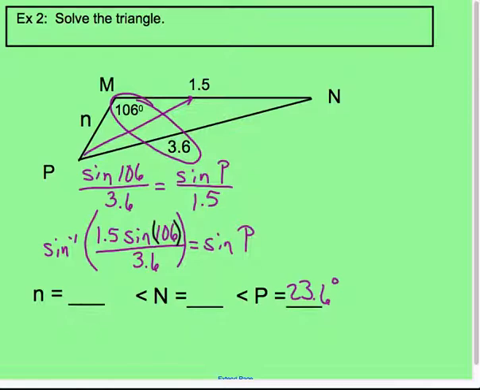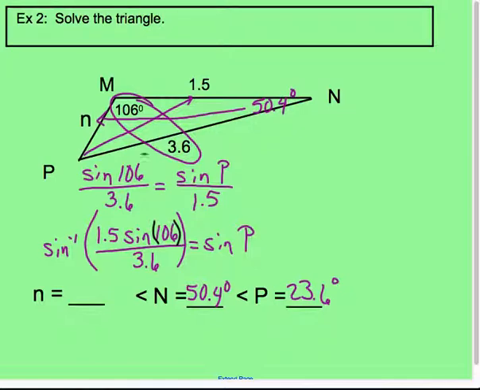All right, so we have one piece of information. Knowing 2 of the angles in a triangle, instead of using law of sines to solve for the third angle, I'm just going to use that there's 180 degrees in the triangle. So I'm going to take 180 degrees minus the 106 degrees, that's angle M, and subtract the 23.6 degrees, that's angle P, and that gives me a 50.4 degree angle for the measured angle N. And now I have the angle opposite side N, so I can solve for that last piece of information.